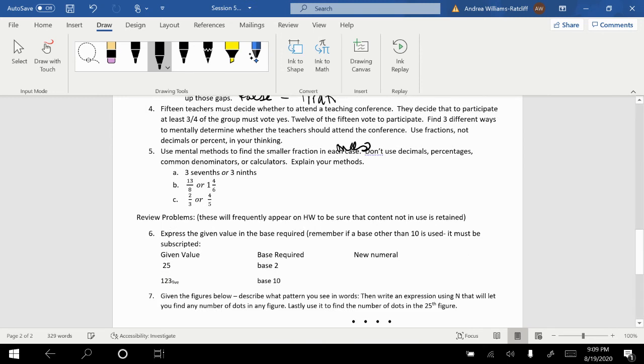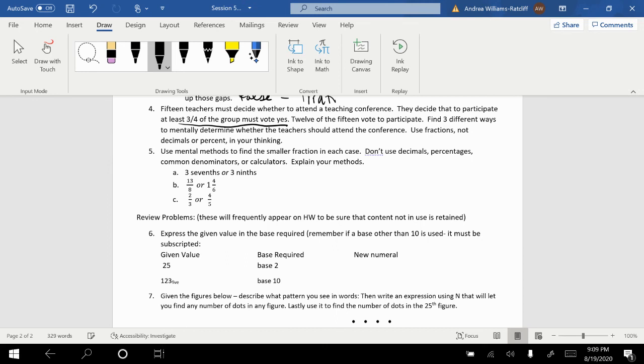Okay, 15 teachers decide to attend a teaching conference, and they decide to participate if at least 3/4 of the group votes yes. Okay, so 12 of the 15 vote to participate. We want to find 3 different ways to mentally determine whether the teachers should attend or not, and it wants us to use fractions, not decimals or percents in this thinking.